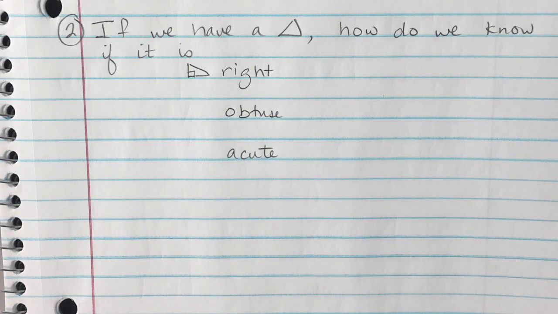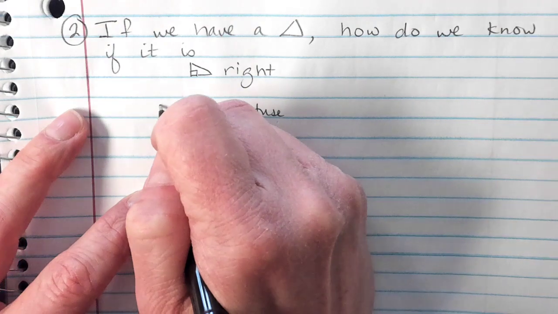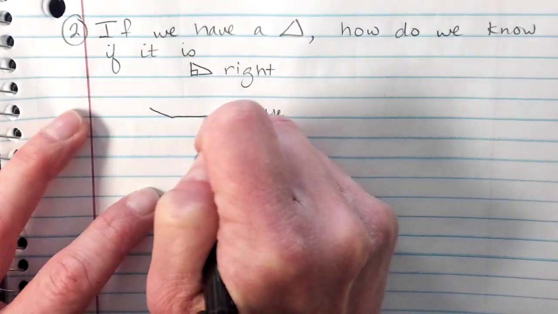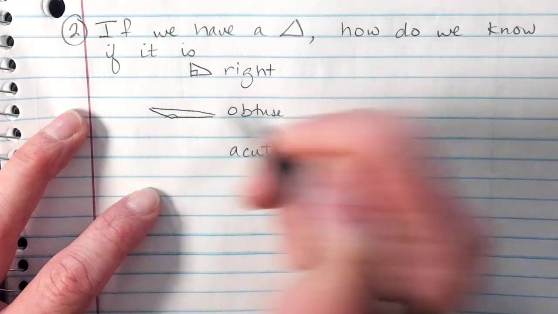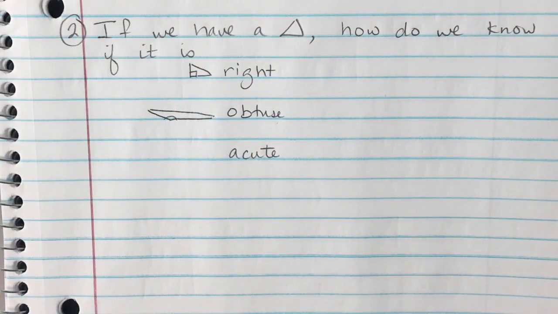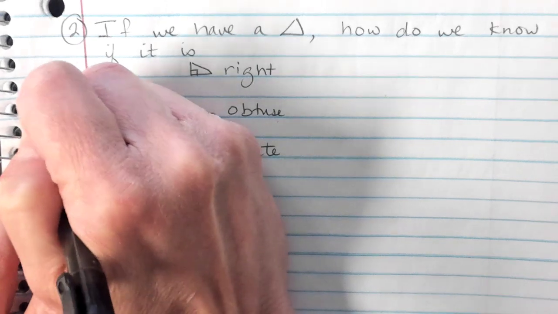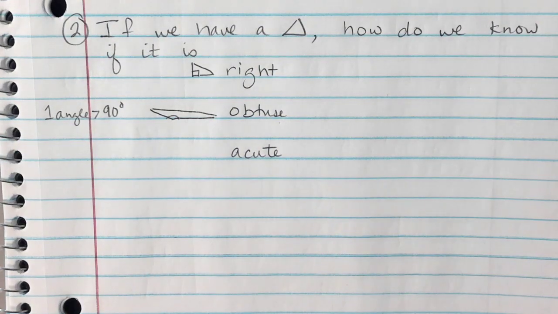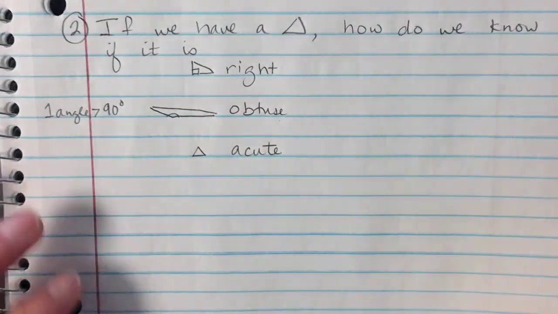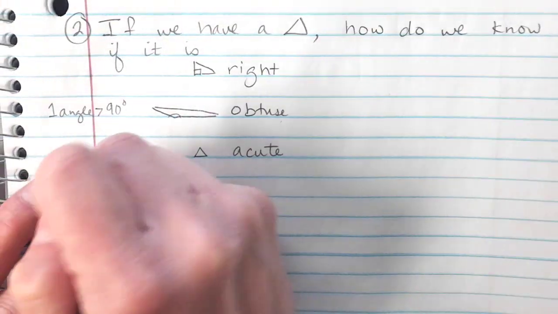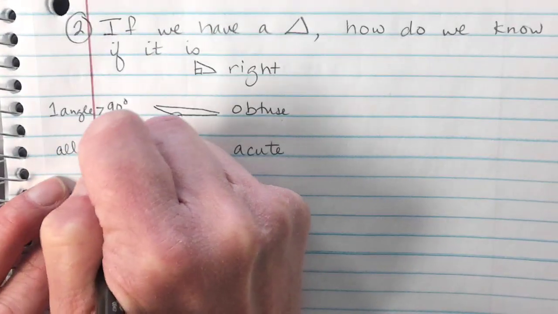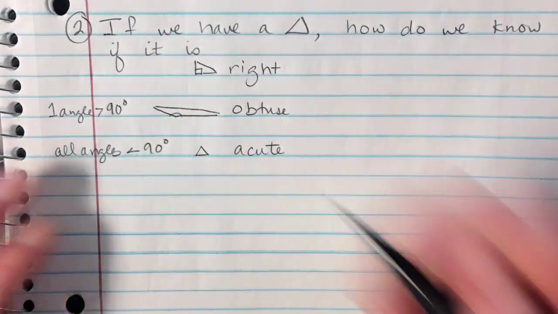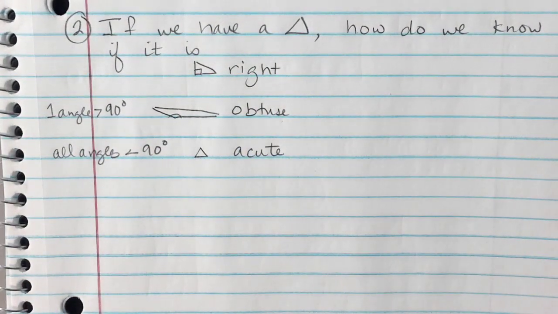So let's jot that down. An obtuse triangle, and I'm going to make it really obvious, has an angle that is more than 90 degrees. So one angle greater than 90 degrees. An acute triangle, and I'm going to draw this cute little equilateral triangle, has all angles less than 90 degrees. So it has these teeny tiny angles.